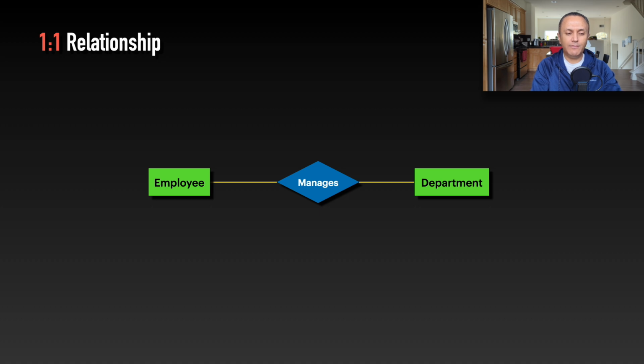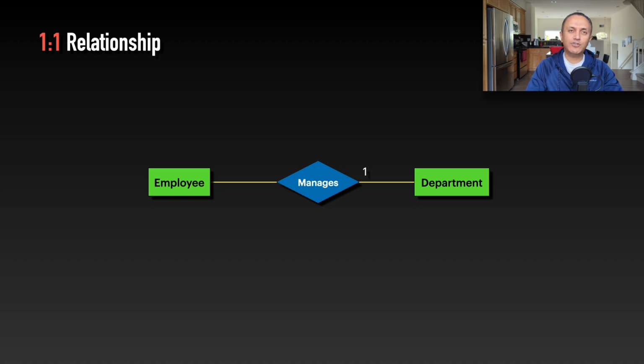I know it's written up there that it's a one-to-one relationship, but how do we know that? To know that, we ask this question. Let's start from the employee side, from the employee to the department. For each employee, how many departments does an employee manage? An employee can manage a maximum of one department, at least let's say that this is the case for our example here. So the maximum is one department, so we're just going to put one on this side.